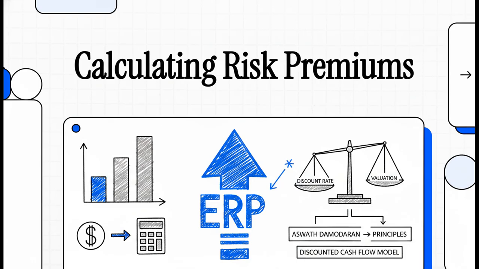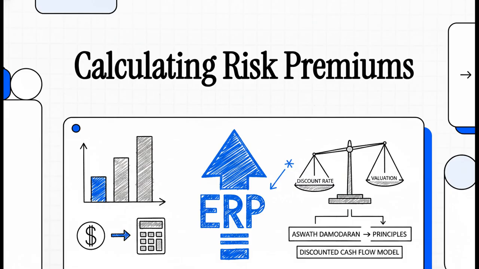Welcome to The Explainer. Today, we're unpacking the actual nuts and bolts of valuing assets, and specifically, how to practically calculate the equity risk premium. We're leaning heavily on the foundational principles from valuation guru Aswath Damodaran. If you've ever built a discounted cash flow model, you already know that the discount rate you choose is absolutely crucial. It can literally make or break your whole valuation.